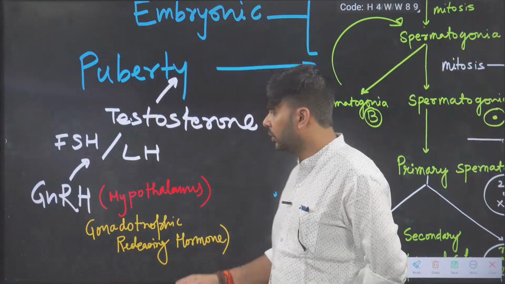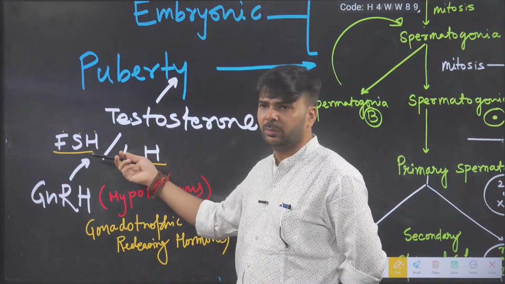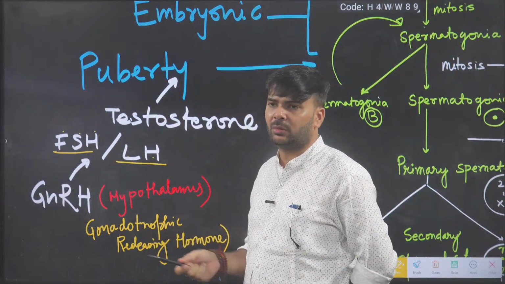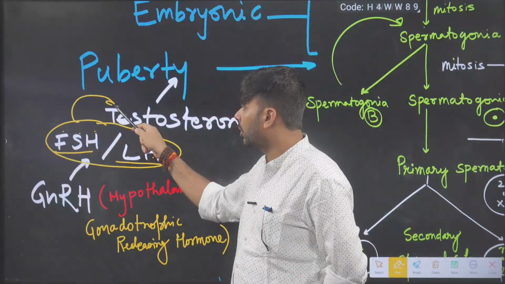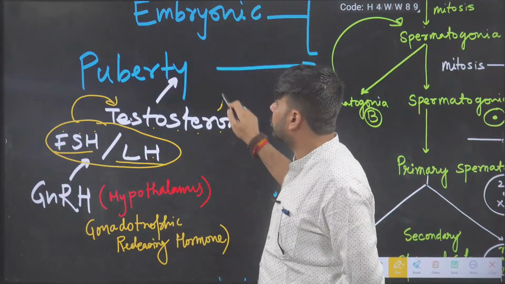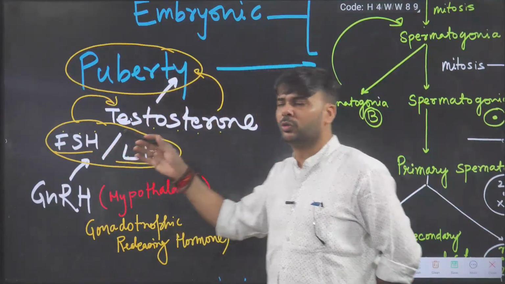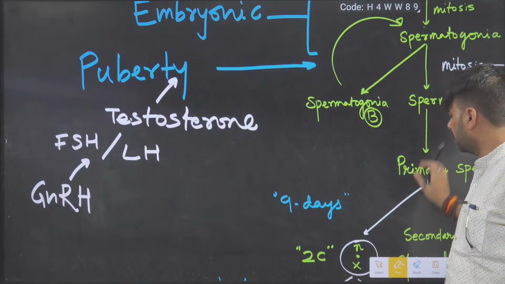Gonadotropin releasing hormone. Then FSH, follicle stimulating hormone, based on the female follicles. Okay, LH, luteinizing hormone. Both these hormones are ultimately responsible for testosterone formation in males, and the testosterone and these hormones are responsible for puberty. And due to these hormones, spermatogenesis occurs in males.